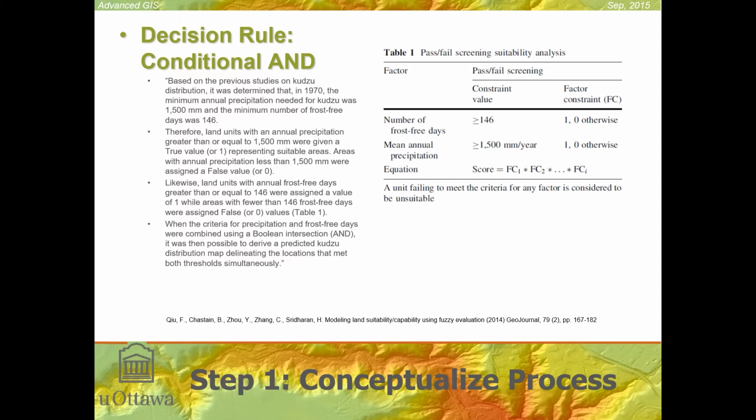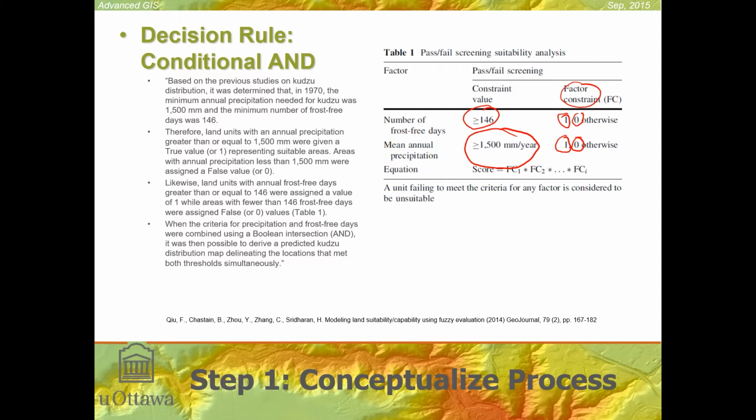Table 1 here is the critical table. It produces both a factor and constraint. We have the number of frost-free days greater than 146, mean annual precipitation greater than 1,500 millimeters per year. So for frost-free days, wherever a cell has a number greater than 146, it will become a 1. Otherwise, it becomes a 0. So the 1 is the factor and the 0 is the constraint. Mean annual precipitation, likewise. Anywhere greater than or equal to 1,500 millimeters per year will receive a 1. And otherwise it will be 0.